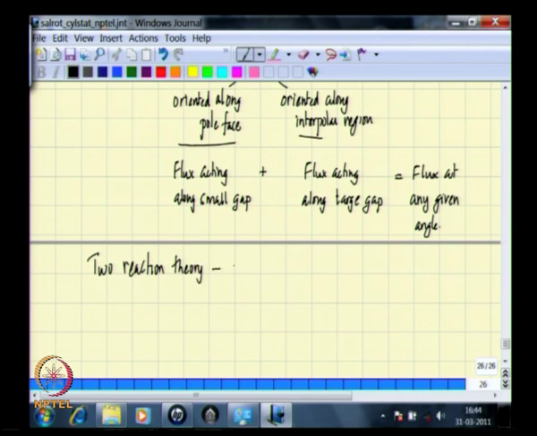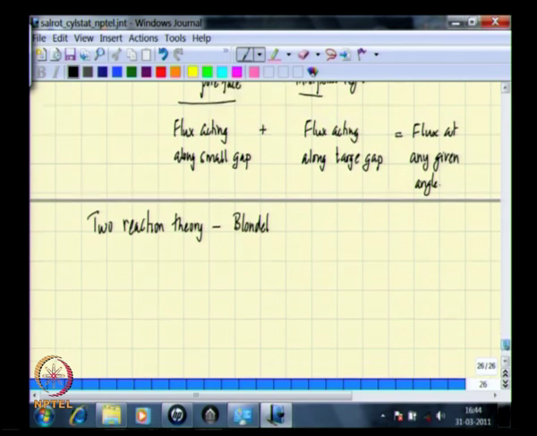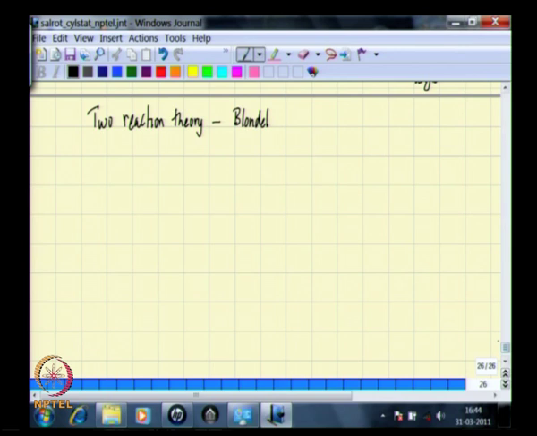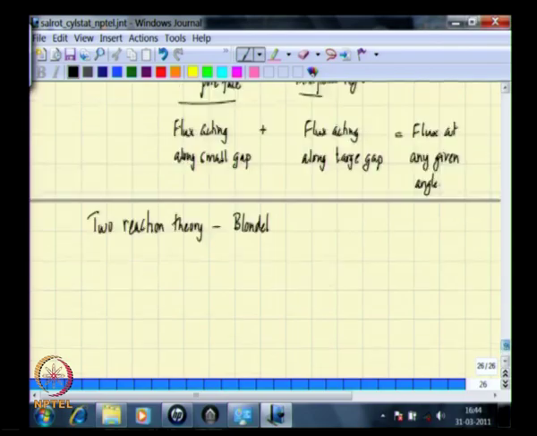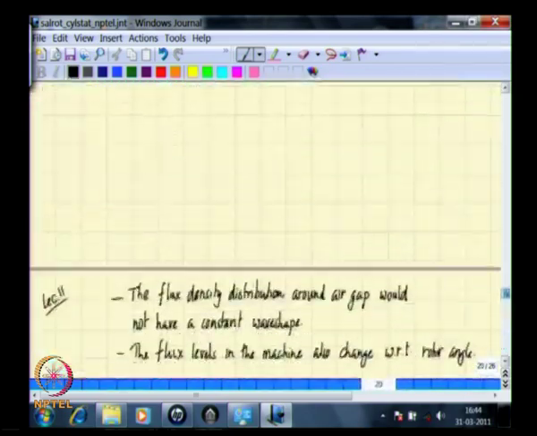And it is attributed to Blondel. So it is called Blondel's two reaction approach. So how do we then do this? Let us take a previous figure that we have used.